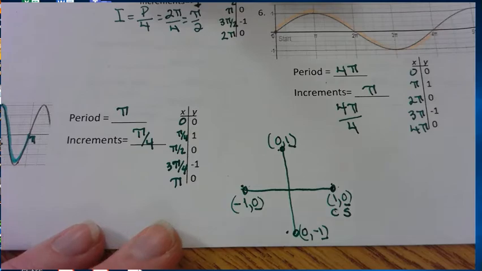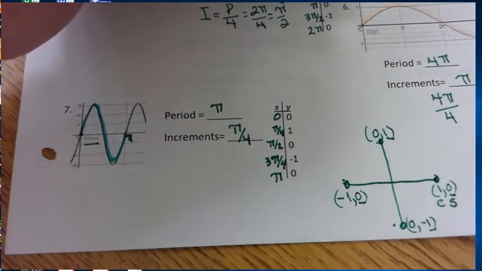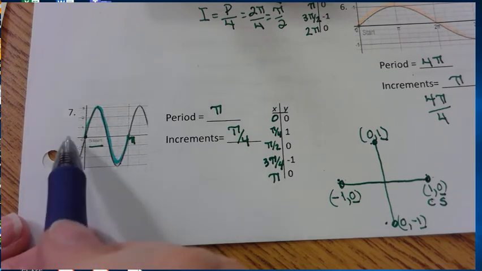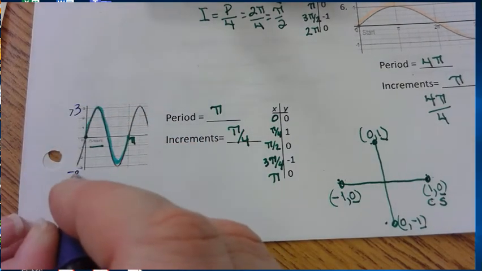Now, this particular problem has a problem, and that is the fact that this is climbing up to 3 and down to -3.